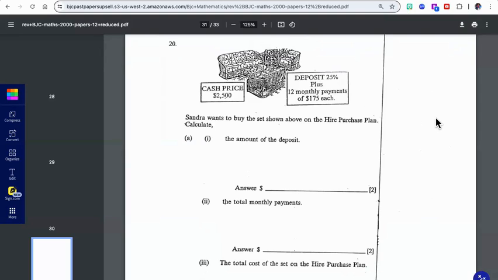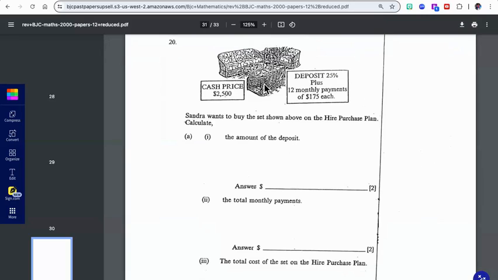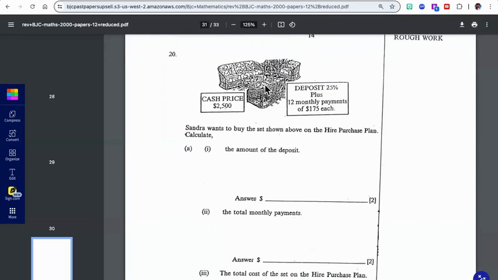So in this picture, what is this? It looks like a front room set. And the cost, before I go into the question, we're just going to view. Sometimes all the information is right at the top. The cash price for this front room set is $2,500. So if you want to pay cash, you would pay the entire $2,500 and that's yours.